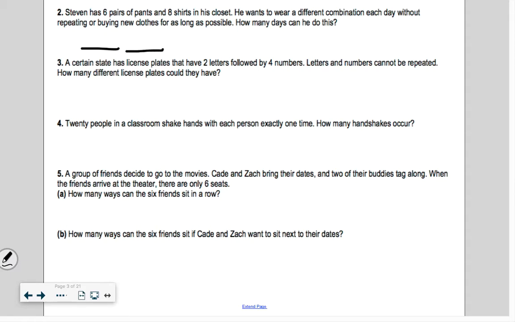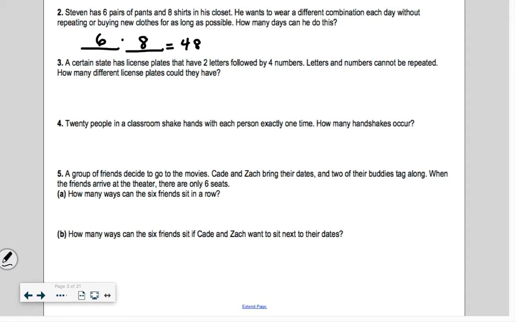All right, so Stephen has 6 pairs of pants and 8 shirts in his closet. So basically he wants to wear a pair of pants and a shirt. I guess he could wear more than 1 shirt, but let's just say he's wearing 1 shirt. So what are we doing? We're saying 6 choices for pants, 8 choices for shirts. That's going to give all the different combinations of shirts and pants that you could wear. So it ends up being 48.